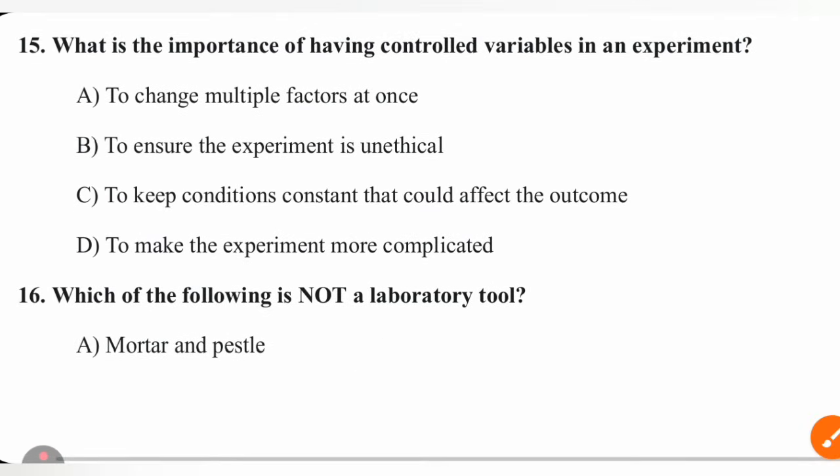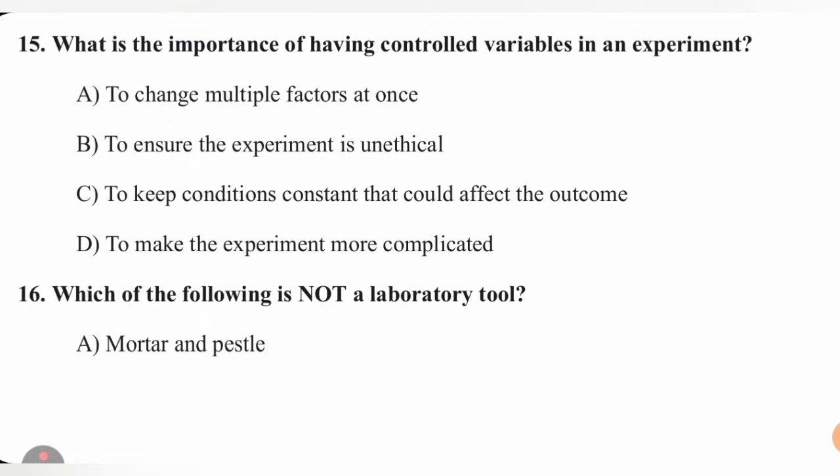What is the importance of having control variables in an experiment? A. To change multiple factors at once. B. To ensure the experiment is unethical. C. To keep conditions constant that could affect the outcome. D. To make the experiment more complicated.